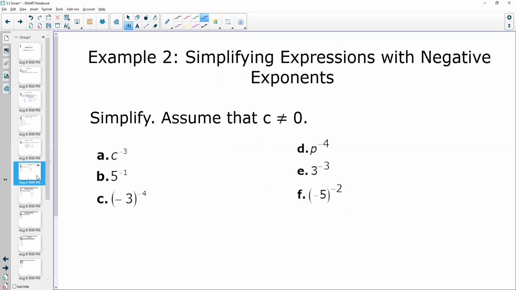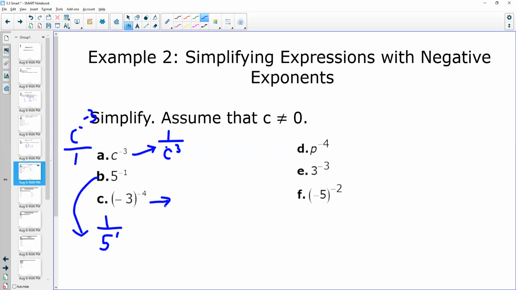So let's see what that really looks like. So if I have c to the power of negative 3, what that means is I'm going to flip c over from where it is now. Technically, it's c over 1 right now. But I'm going to flip it into the denominator. And when I do that, the negative goes away because I used it to do that action. 5 to the power of negative 1 just becomes 1 over 5 to the 1, which is just 1 over 5.